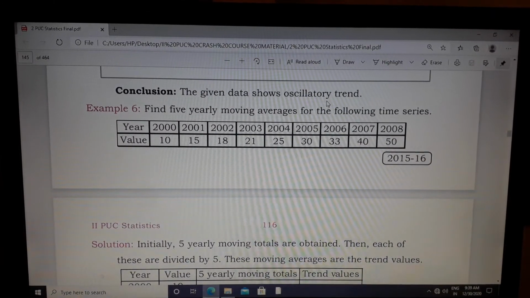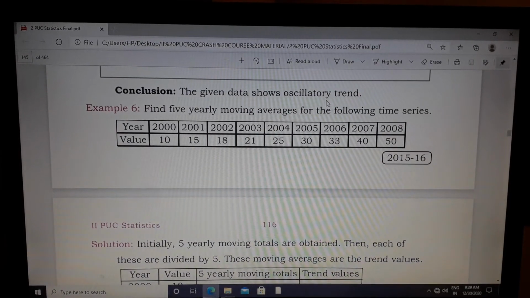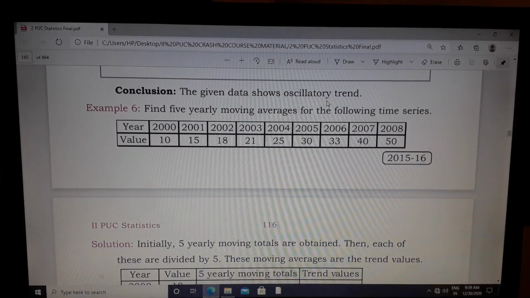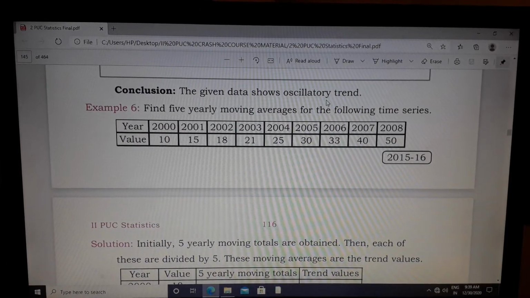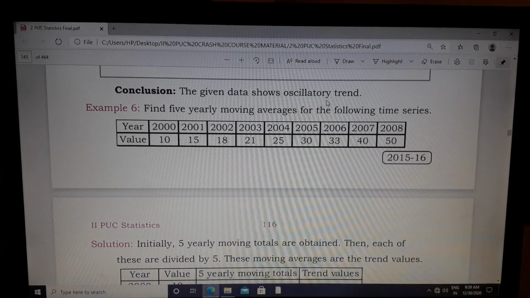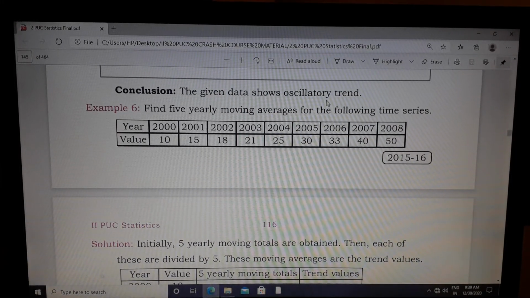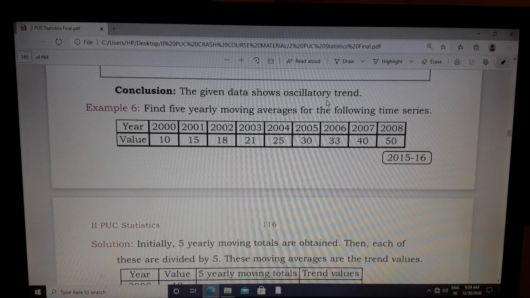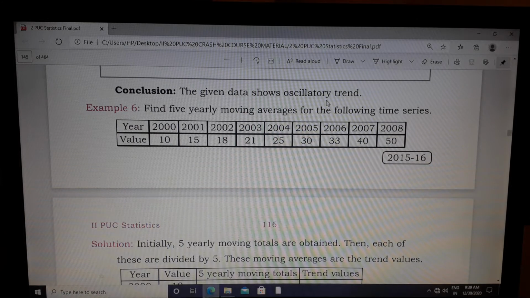Very good morning, students. Today I would like to discuss the moving averages concept. In the previous video we completed 3 yearly moving averages. Now this one is 5 yearly moving averages. How to calculate these 5 yearly moving averages, just look at the problem.